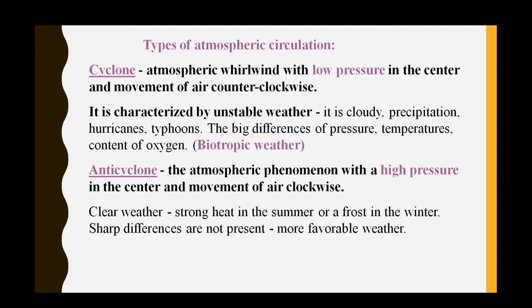And the opposite, anticyclone, is an atmospheric phenomenon with high pressure in the center and movement of air clockwise. Usually in an anticyclone, there is clear weather, without any precipitation, it's hot, strong heat in the summer or frost in the winter, in our conditions. Sharp differences are not present. Such weather is more favorable.